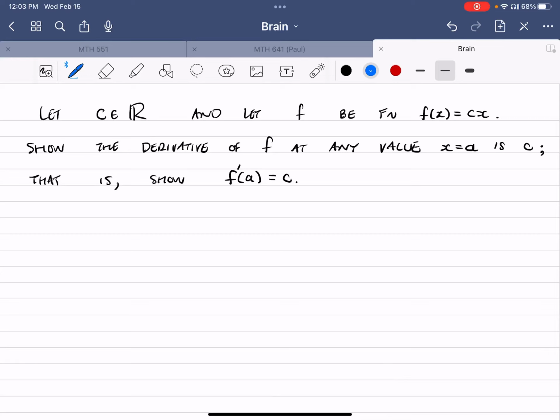All right, so this is our next question. We have c is a value in R. This kind of just means it's a constant. And f is this function, f of x is equal to c times x. So it's this constant times x, just a constant coefficient. And we want to use the formal definition of the derivative, which I will provide on the exam, to show that for any value x equals a, the derivative is equal to c, and that is to show f prime of a is equal to c.